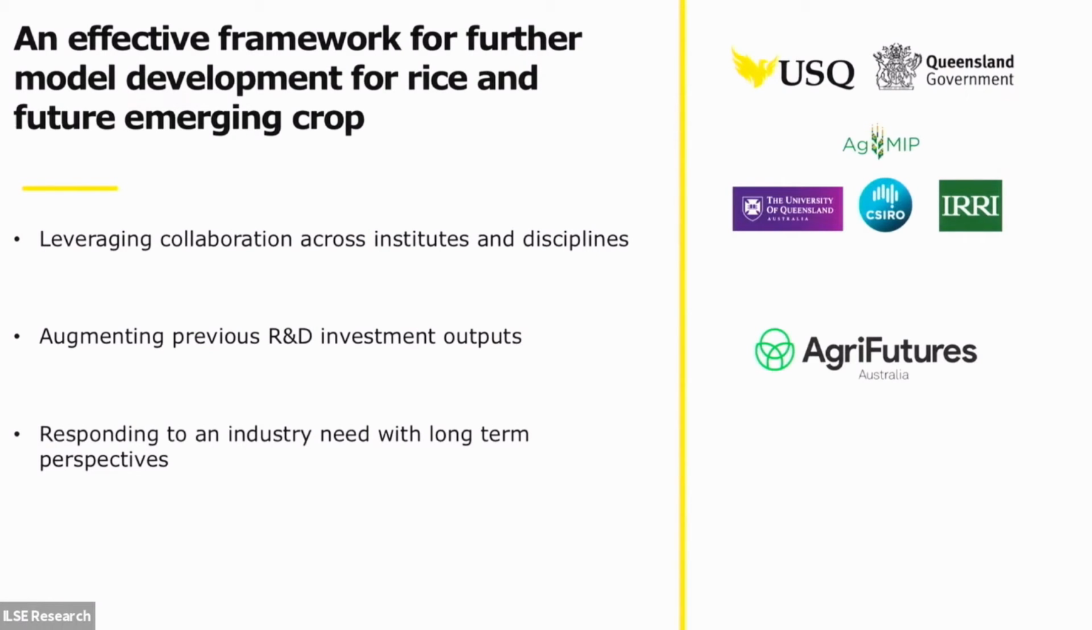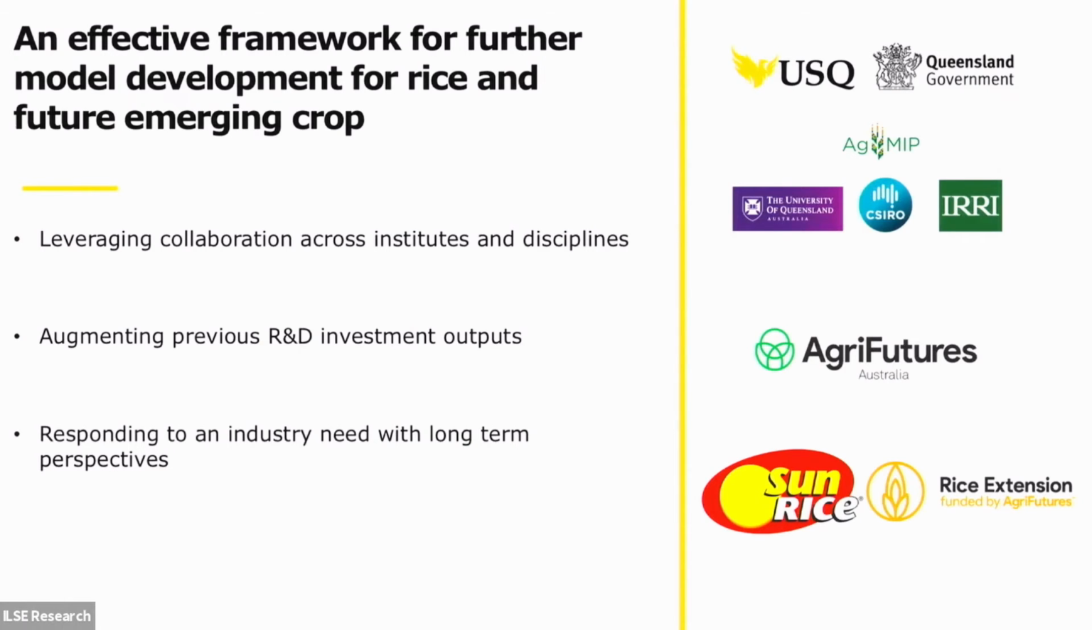But at the same time, as I mentioned in my introduction, it's a project that is community driven, having national relevance and global impact. And this project is successful because it really responds to the need of an industry. As we completed this project, we worked closely with industry, Sunrise in particular, and Rice Extension Australia. We are continuously working with them as we apply the models and continue to develop them into different projects. And we are now developing different proposals to continue having more activities for the rice industry in Northern Queensland.